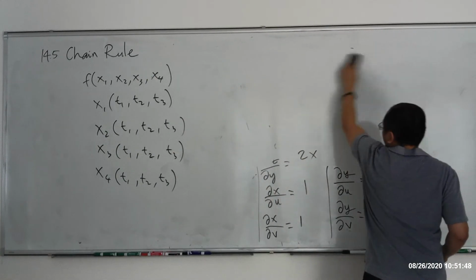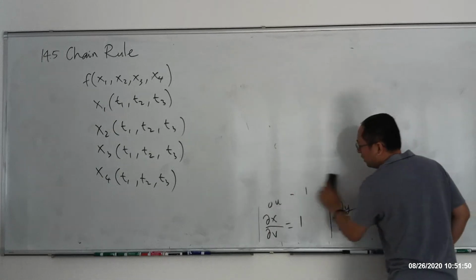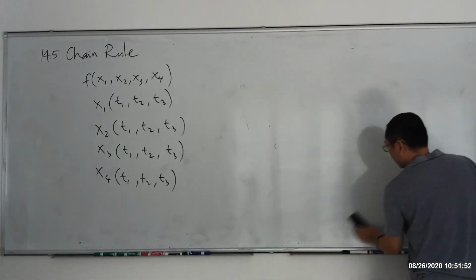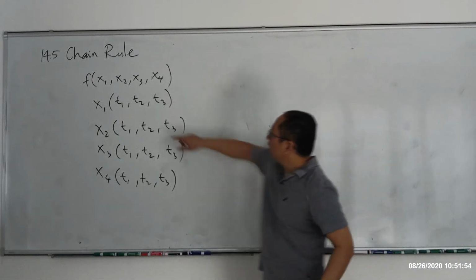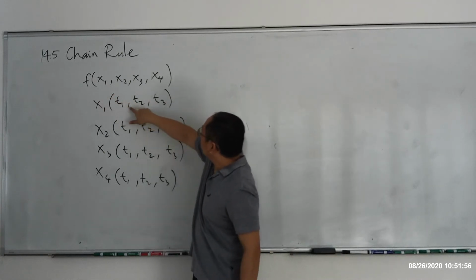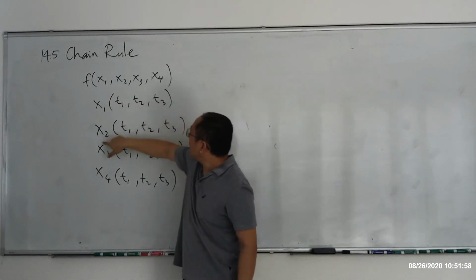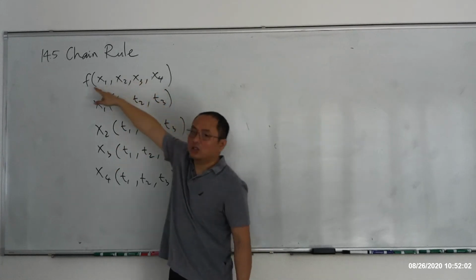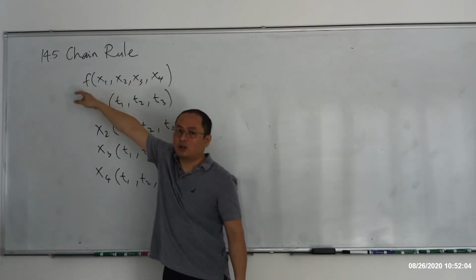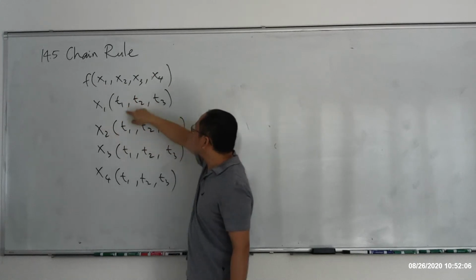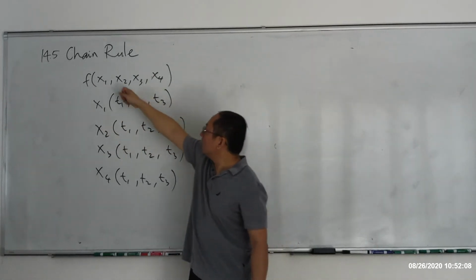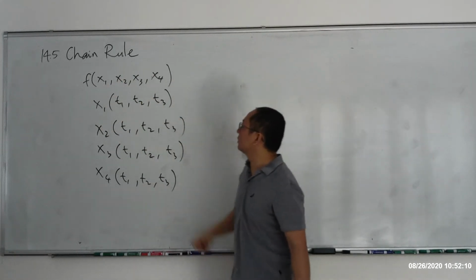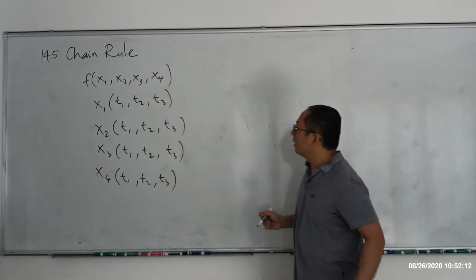And the idea is pretty much the same. You just do more work because you got more variables. So if you plug in x1 as a function of 3 variables, t1, t2, t3, x2 another t1, t2, t3, x3, x4, the same thing. It turns out that the function f is really a function of 3 variables, t1, t2, t3. Okay, because x is really t1, t2, t3. Same thing for other x.